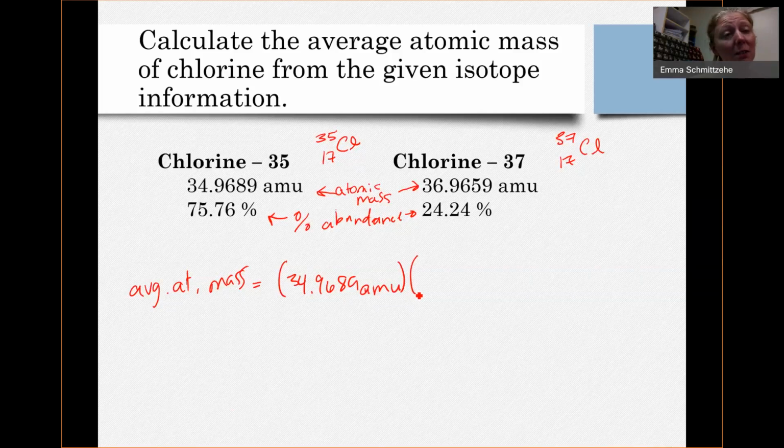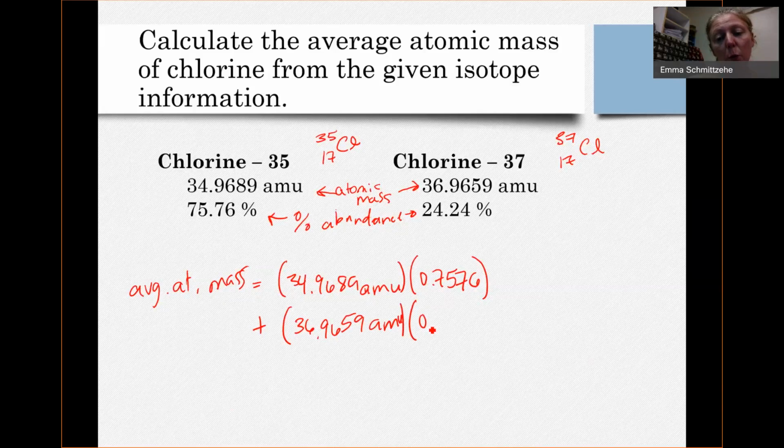Now, when we plug percents into math equations, you convert it into the decimal form, so you shift the decimal place twice. We would multiply it by 0.7576, because that is what 75.76% means. And then we would add that to the product of the other mass, 36.9659 AMU, times its percent abundance of 0.2424. That would give us our average atomic mass.